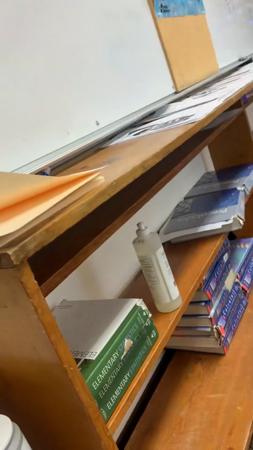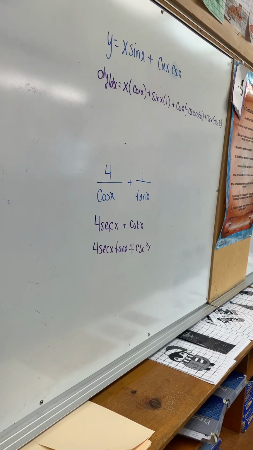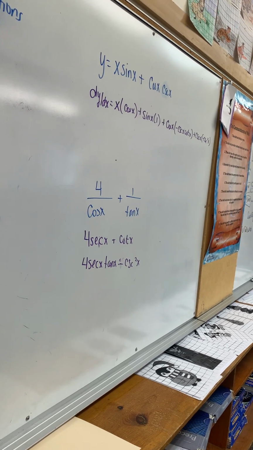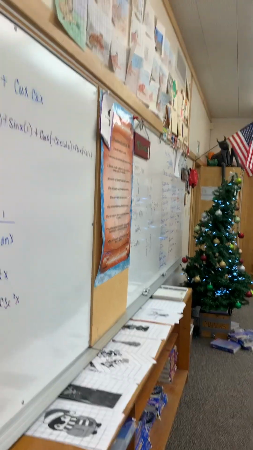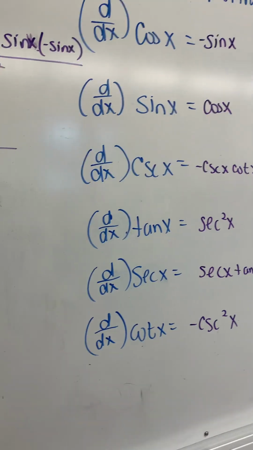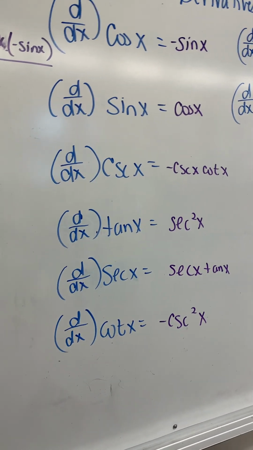That's what you're going to be doing today. You're just dealing with tangents, cotangents, sines, cosines, cosecants, and secants. Are these easy to memorize after a while? Yeah. They're pretty easy to get down.